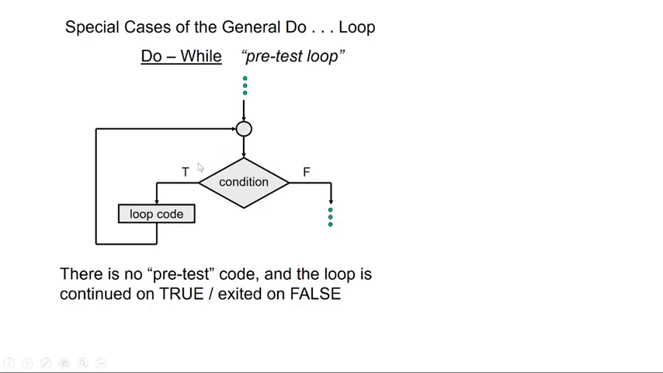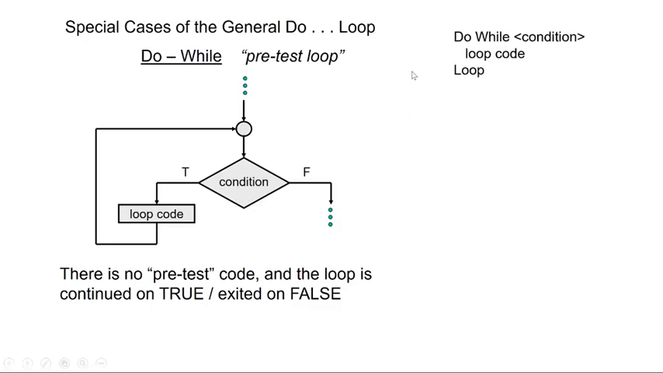You notice it's called pre-test because the test is before the code. Notice that there is no pre-test code. If you have a situation where you need pre-test code, you cannot use the do while. And the loop is continued on true, so that's a little bit different from the general do loop. The general do loop, you exit do when the condition is true.